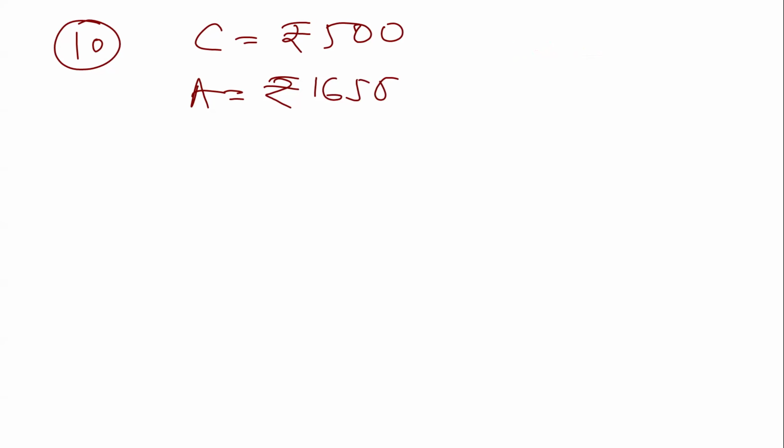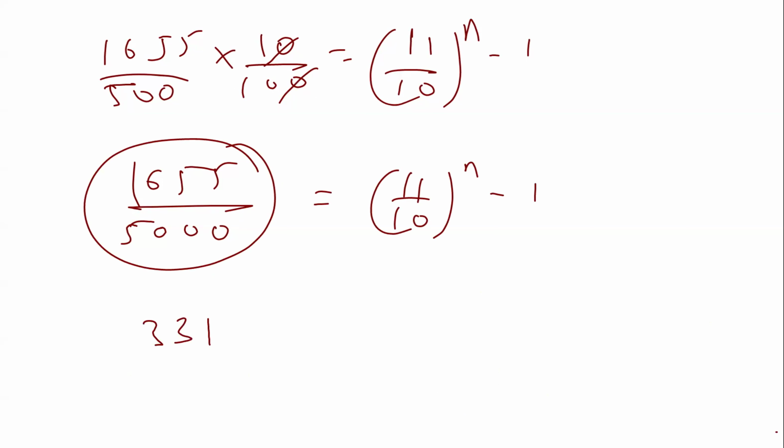(11/10)^n - 1. Reduce this with 5. 5 threes are 15, and this is 1000. (11/10)^n. Now this cannot be used further. So what we'll do is we'll add 1 on both sides. 331 upon 1000 plus 1 equals (11/10)^n. 1000 plus 331, that is 1331 upon 1000.